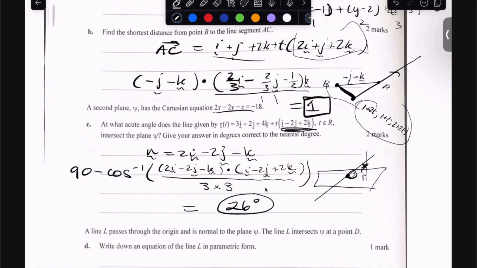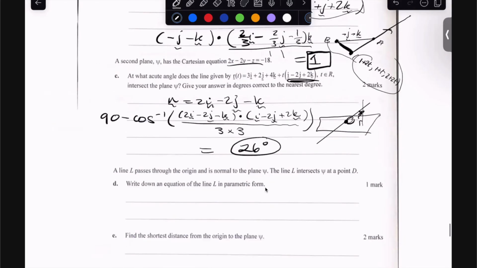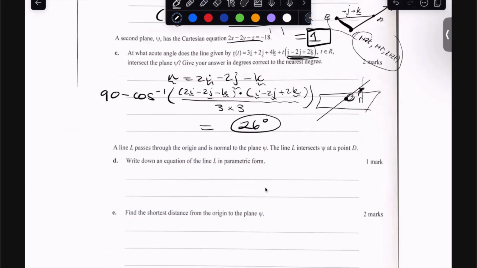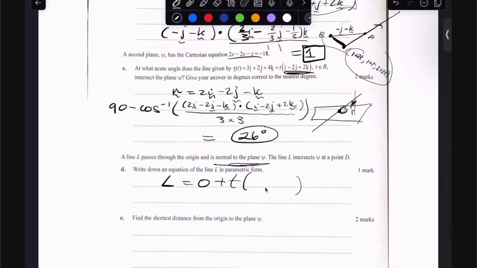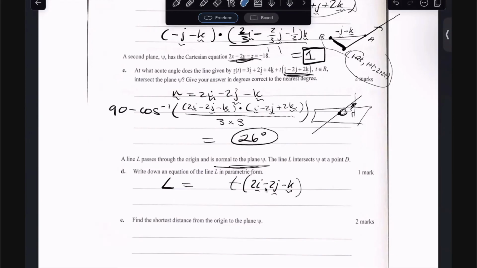A line passes through the origin and is normal to the plane epsilon. The line L intersects epsilon at a point D. Write down the equation of the line in parametric form. So a point is the origin. So L is 0 plus t times, and it's normal to the plane epsilon, so you've literally just got this 2i minus 2j minus k. So you don't need that 0, and that's your thing there.